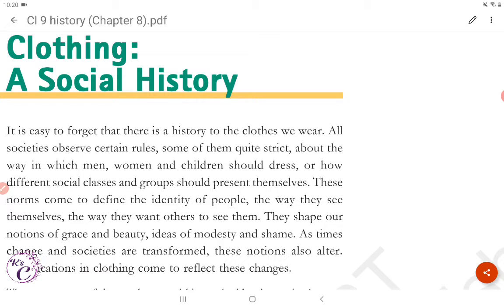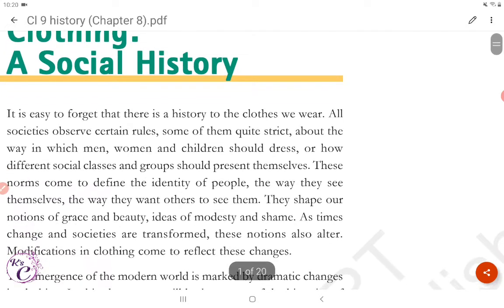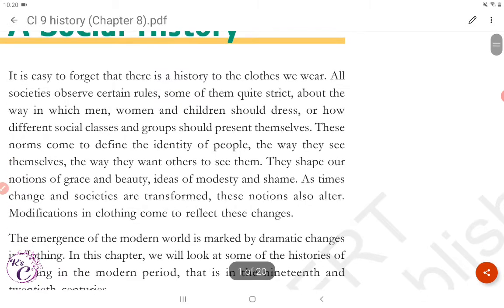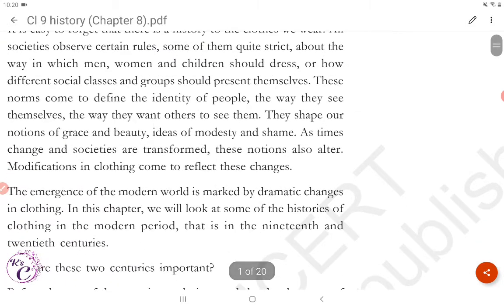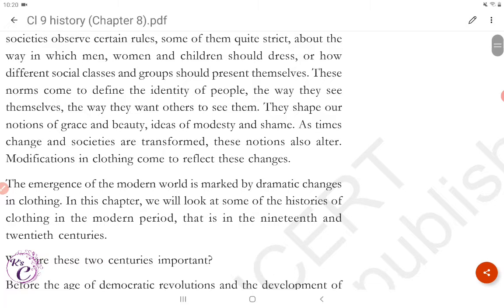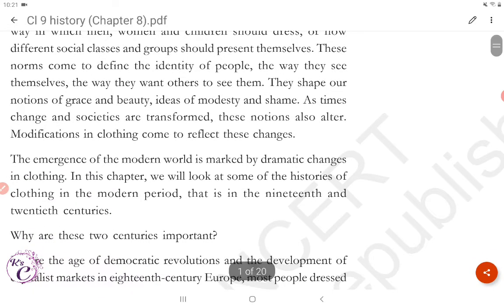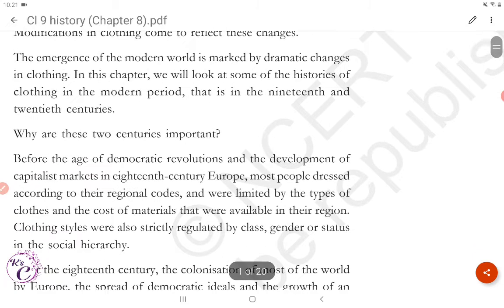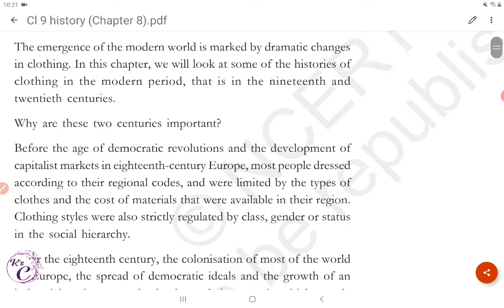These norms come to define the identity of people, the way they see themselves, the way they want others to see them. They shape our notions of grace and beauty, ideas of modesty and shame. As times change and societies are transformed, these notions also alter. Modifications in clothing come to reflect these changes. The emergence of the modern world is marked by dramatic changes in clothing.